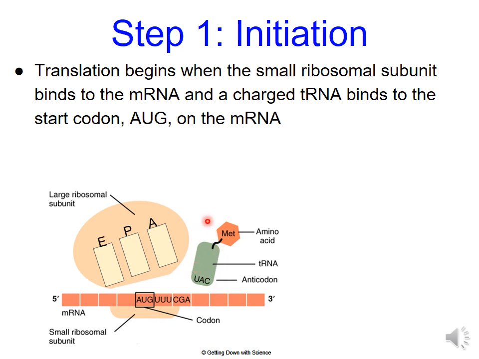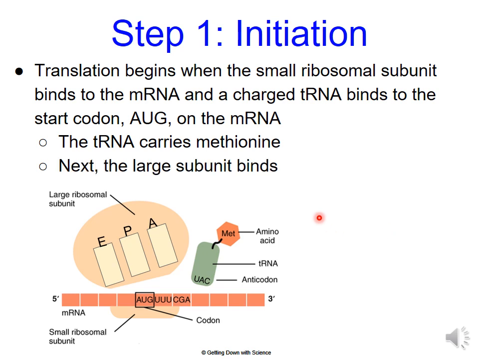And a charged tRNA, notice it has the amino acid attached, so it's charged, binds to the start codon. Start codon is always AUG, and so the anticodon would be UAC. AUG, which stands for methionine, is the start codon. It will always start with AUG on the mRNA. So this guy is going to bind with that guy. tRNA carries methionine, which is part of what we have with the start codon.